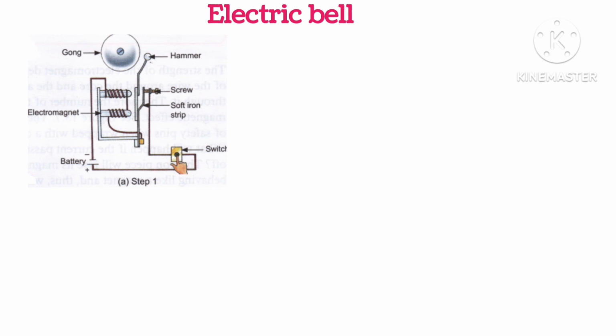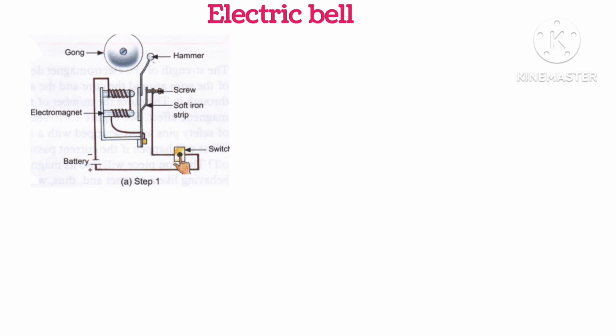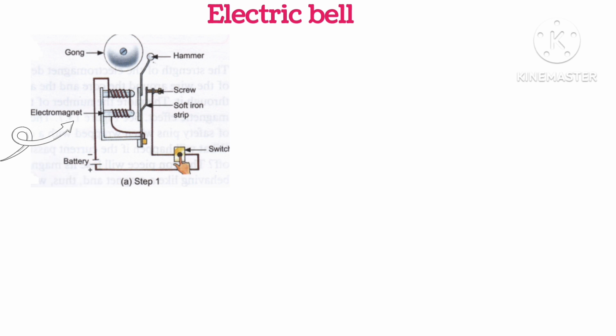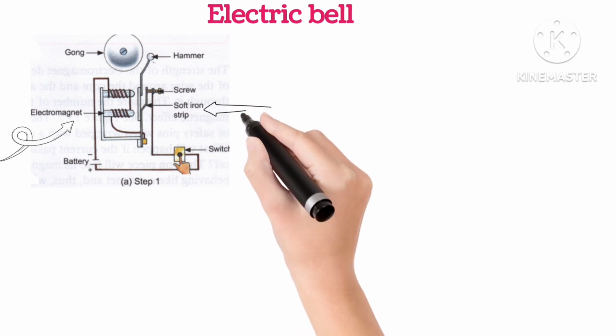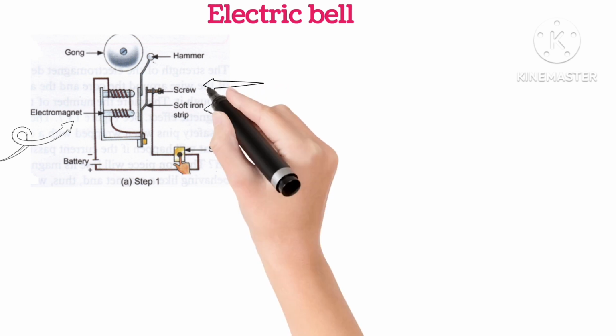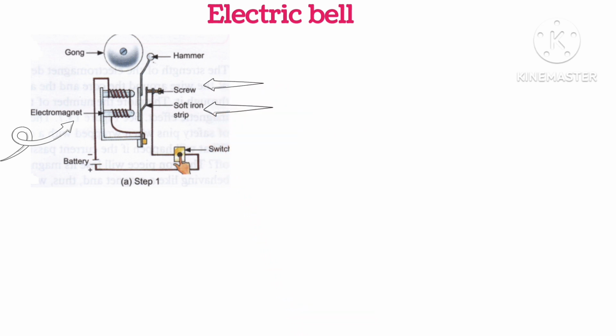Electric bell. The circuit of an electric bell consists of a coil of wire wound around an iron piece. The coil acts as an electromagnet. An iron strip with a hammer at one end is kept close to the electromagnet. There is a contact screw near the iron strip. When the iron strip is in contact with the screw, the current flows through the coil, which becomes an electromagnet. It then pulls the iron strip.